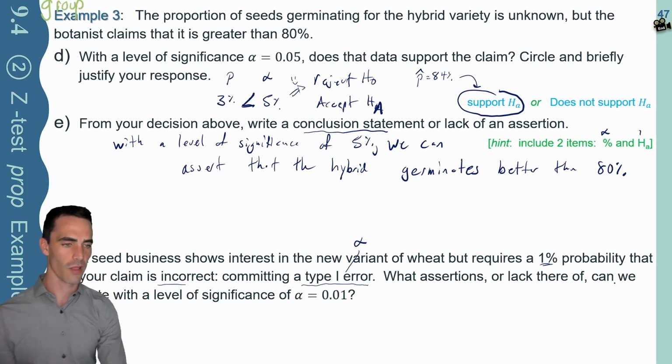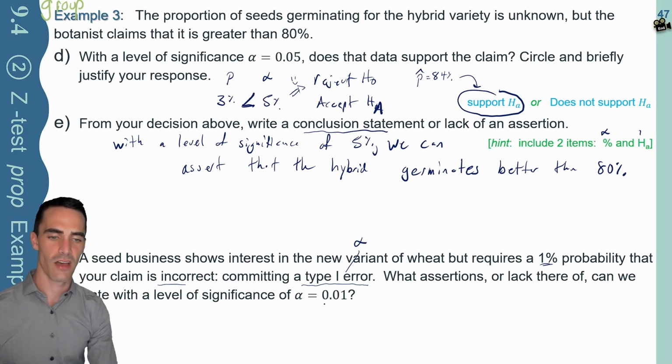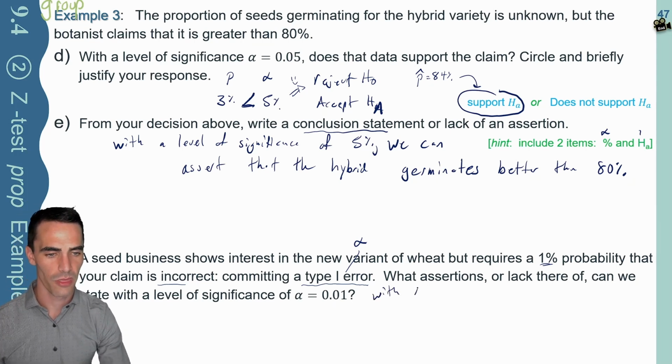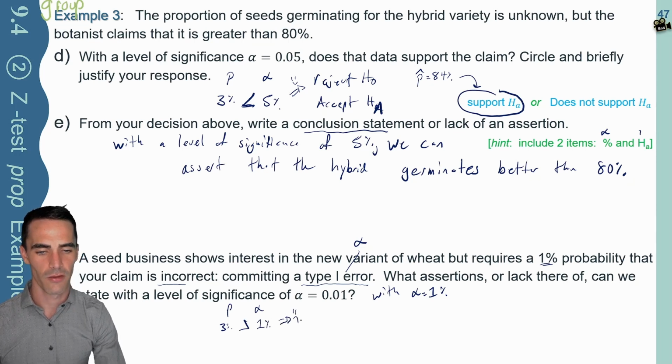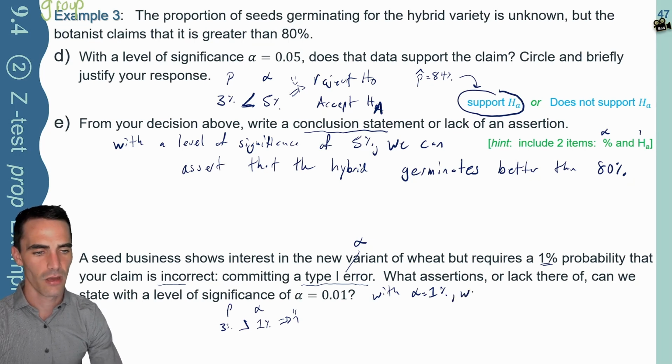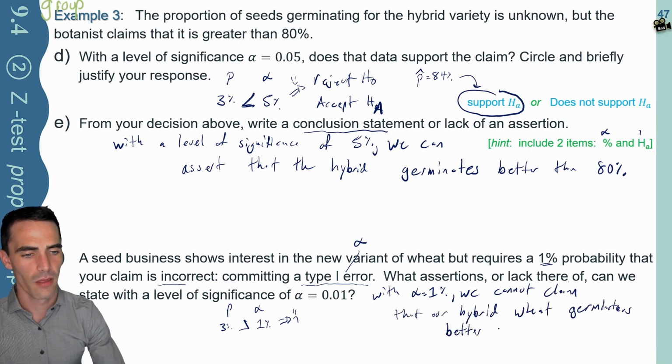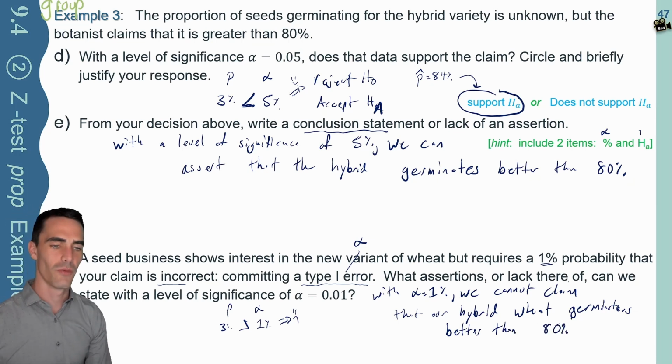So we'll say, what assertions or lack thereof can you state with a level of significance of 1%? The short answer is not much. We'll say this, with alpha equal 1%, well, again, that P and alpha comparison, P is 3%, alpha is 1%, not good, greater than, all right, unfortunately, we're going home empty-handed. We'll say, look, with 1% level of significance, we cannot claim that our hybrid wheat germinates better than 80% in that parent wheat.